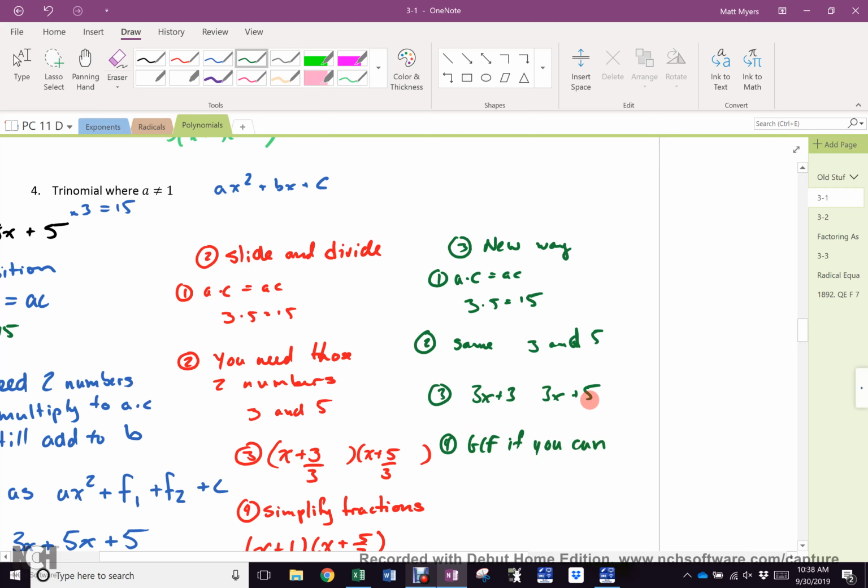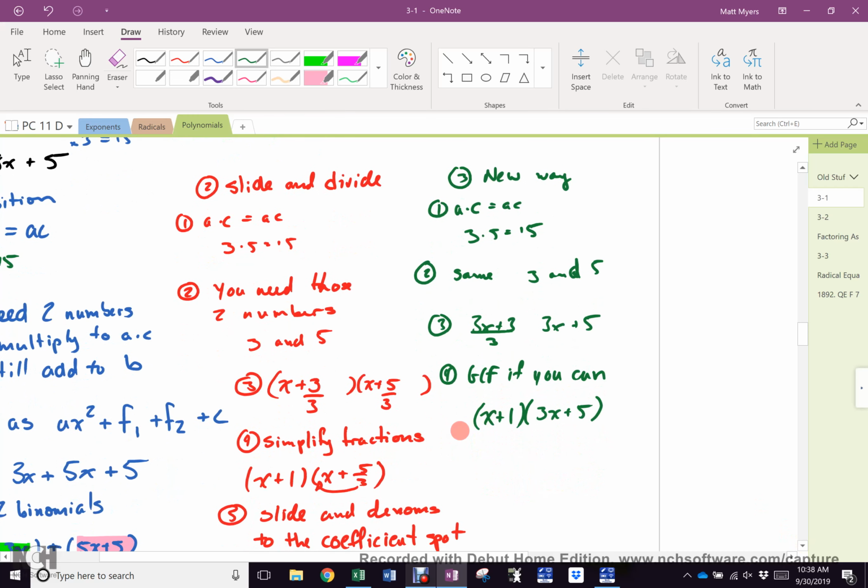Where is there a GCF there? That one could take out a 3, right? So I get x plus 1. Any GCFs there? So I leave it as 3x plus 5. And then I get the same answer again.